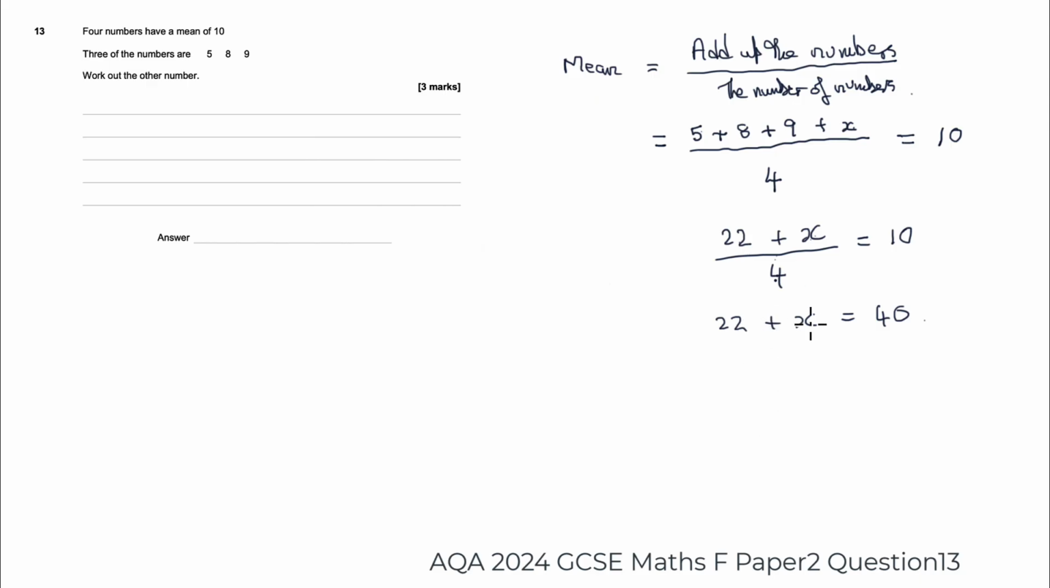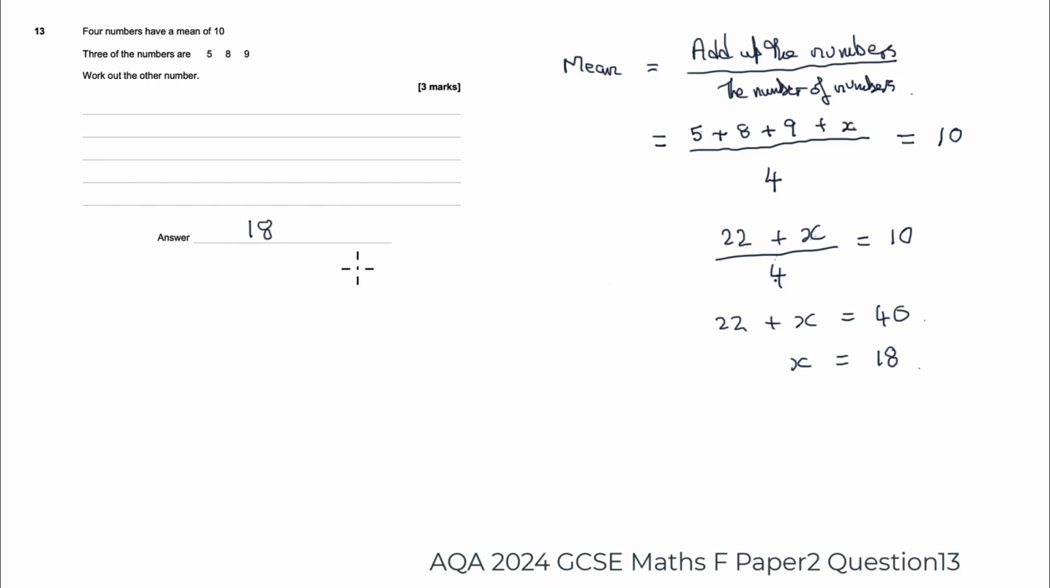So 22 plus something is 40. Again, if you're thinking equations, get rid of this by subtracting 22 from both sides. 40 minus 22 is 18. Again, use your calculator for that. So that seems to be the answer.